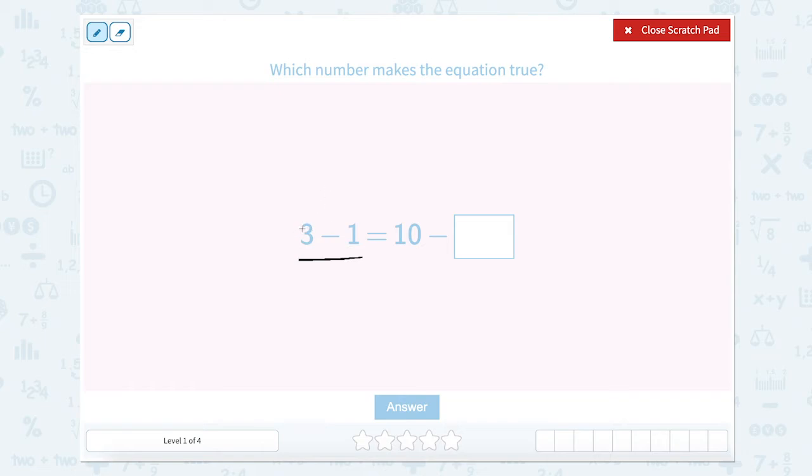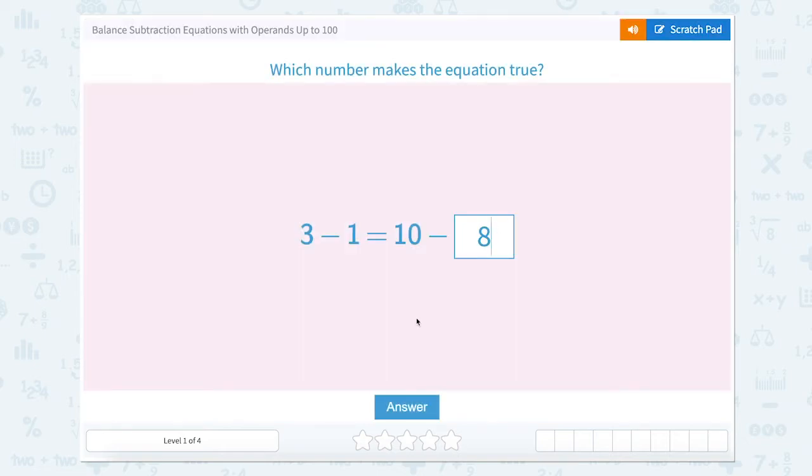This side has 3 minus 1, so we can solve that. 3 minus 1 equals 2. So 2 equals 10 minus something. So if I have 10 and I subtract this number, I'll be left with 2. If I wanted to rewrite this, I could rewrite it as 10 minus 2 equals something, and we'll know that number is 8. So let's close our scratch pad, write 8. That's right.